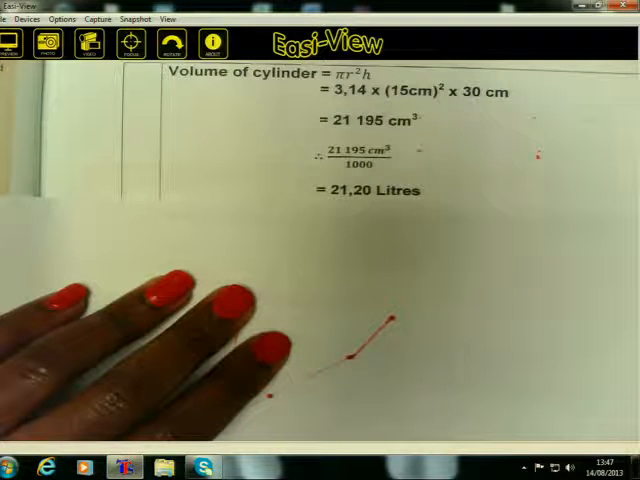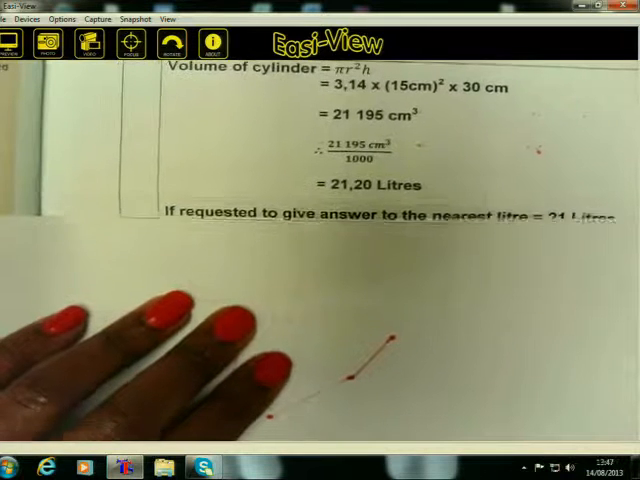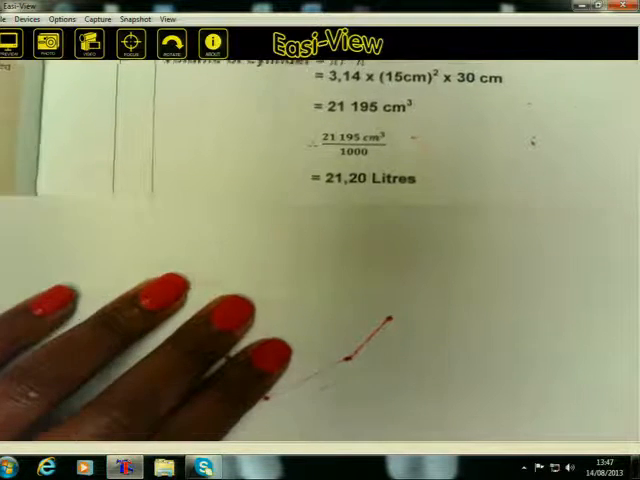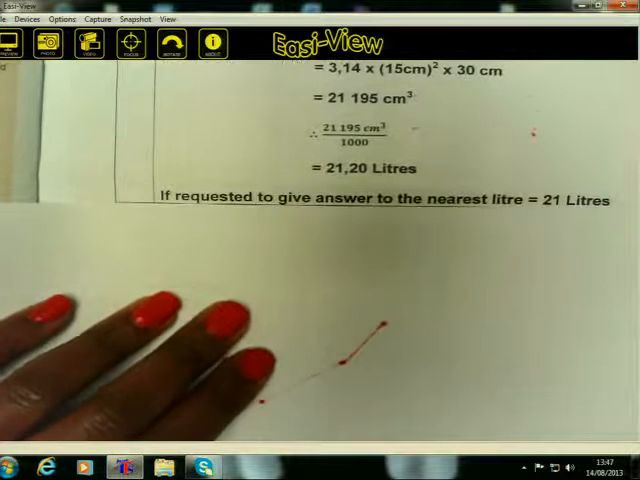21.20 liters. And again, I must say on this one, in case a question says, write your answer to the nearest liter, then your answer will be 21 liters. Meaning we only write it as a whole number without putting the decimals in that answer. But if the question does not say you must write your answer to the nearest liter, you will leave your answer as 21.20 liters. If they say to the nearest liter, then your answer will be 21 liters. I hope you got that, grade 12s.